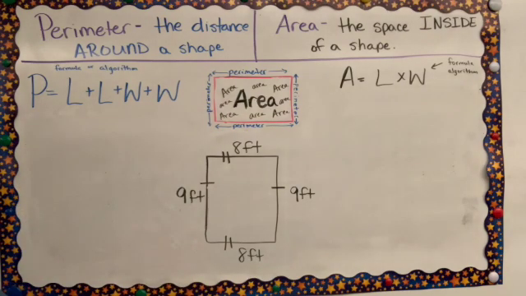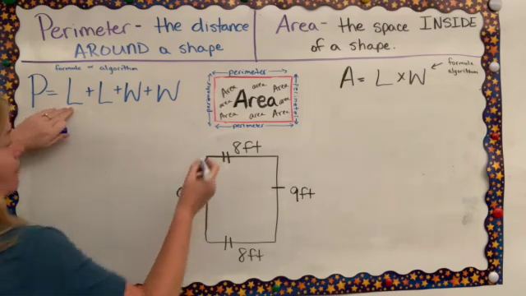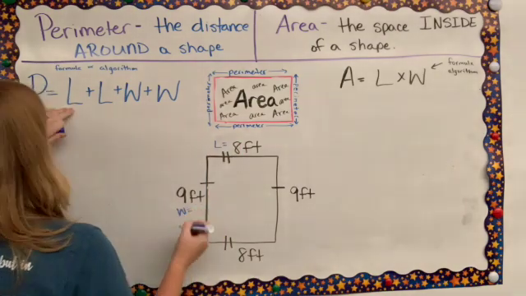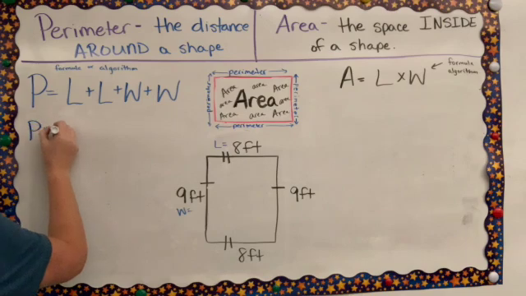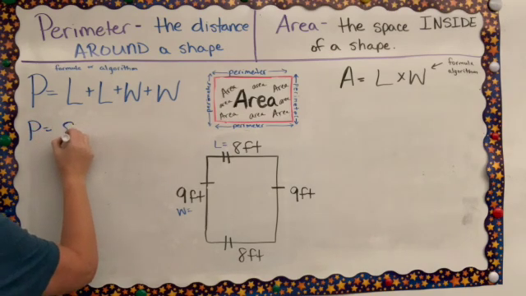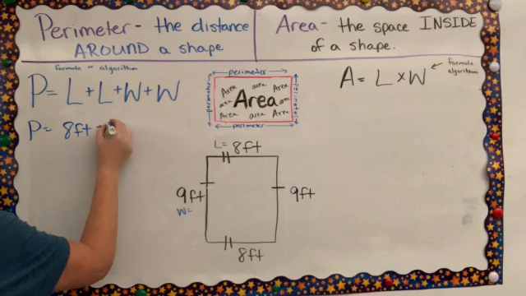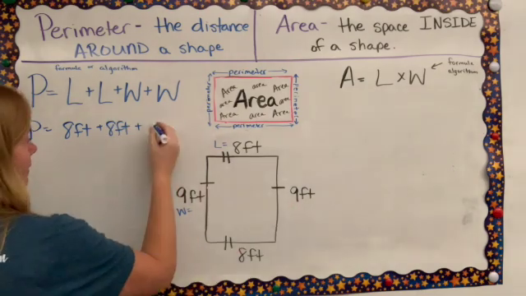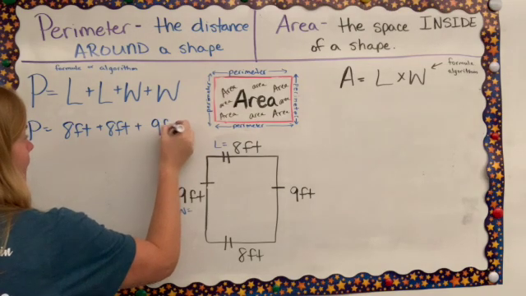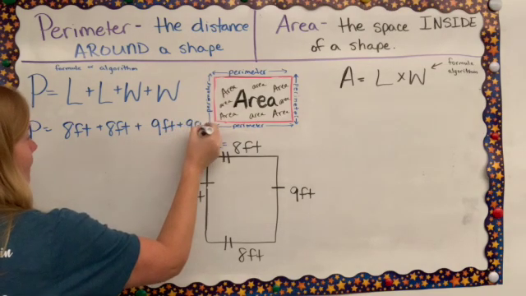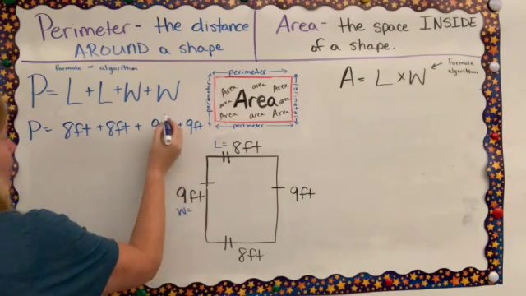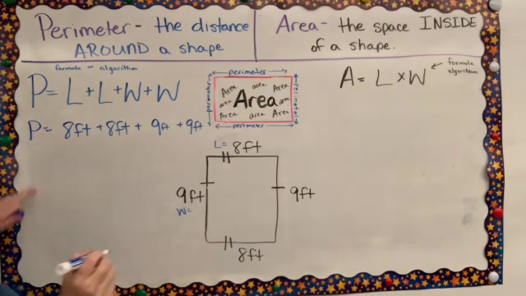Let's fill it in. Go back to my right colors. Length. Which one is length? If you need to label it, go ahead and do that. Perimeter equals, length is 8 foot plus 8 foot plus width is 9 foot plus 9 foot. And my T's and my plus signs are getting pretty close together right there. Perfect.